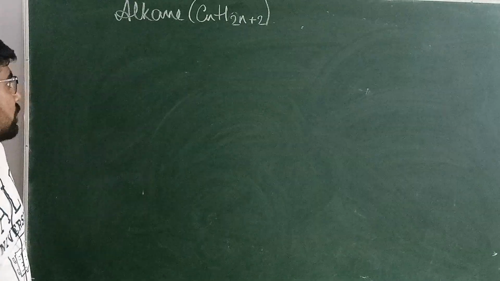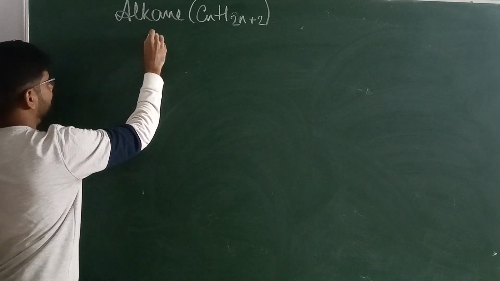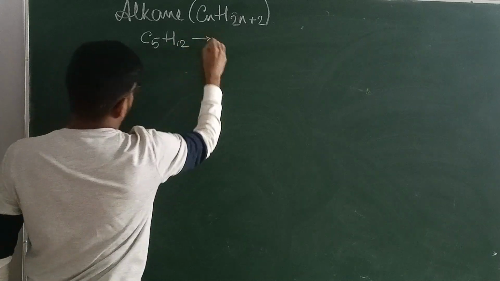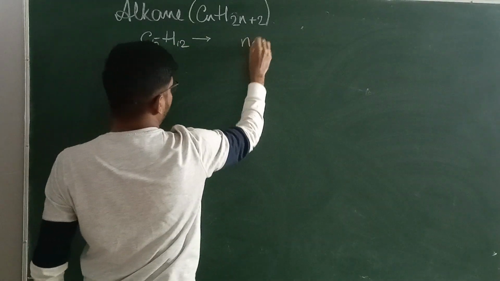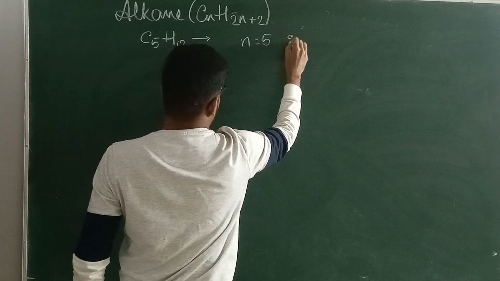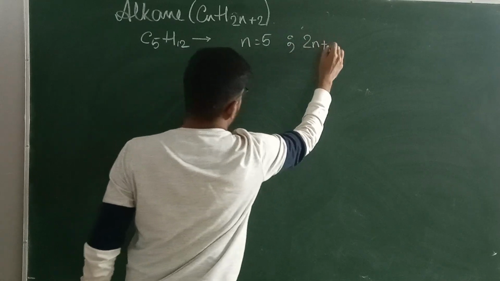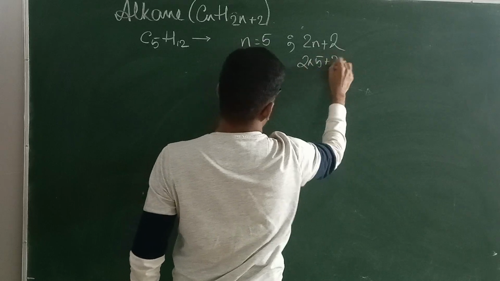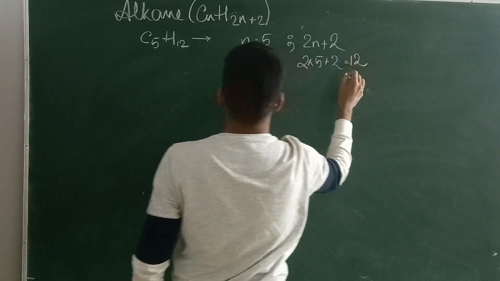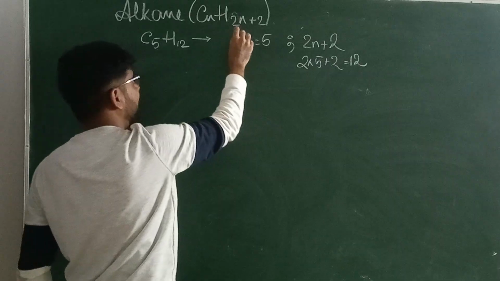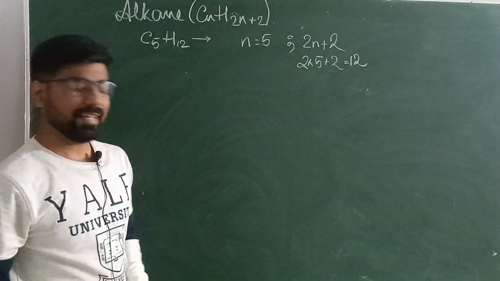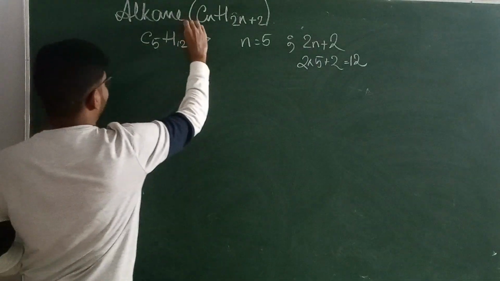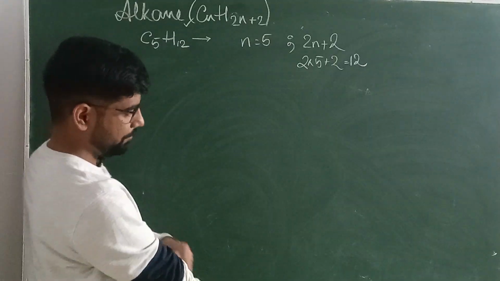Let's say I have a formula like this, C5H12. So n is 5 and 2n+2 is, when we put 2 into 5 plus 2, equal to 12. So it is C5H12. It is falling under the formula of CnH2n+2. Right? So alkane has a general formula of CnH2n+2.